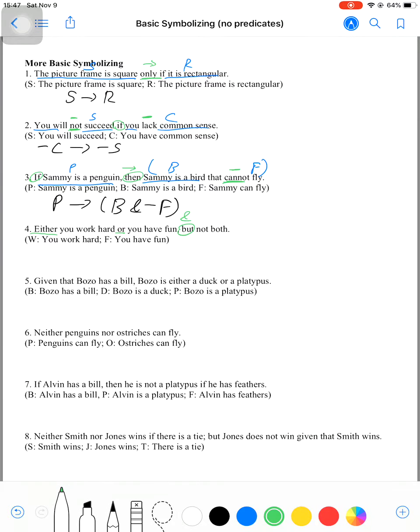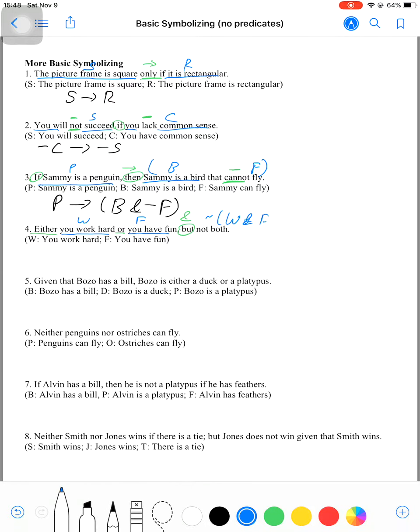So either you work hard, that's a W, or you have fun, that's an F, but not both. So that means not W and not F. Actually, that's wrong. It's not W and F at the same time. The other way I read it would have misinterpreted what's going on. And then the either or is an or statement. So in total, we would say that either you work hard or you have fun, and it's not the case that you can do both of those things at the same time. That's a more straightforward way of thinking about it.